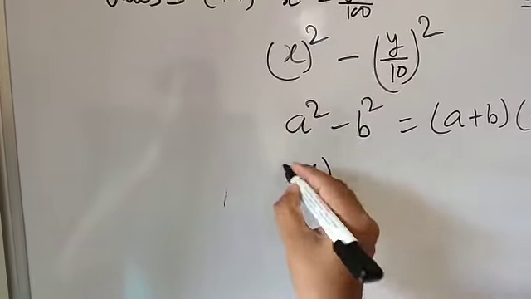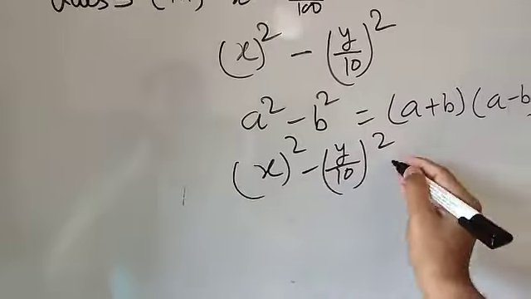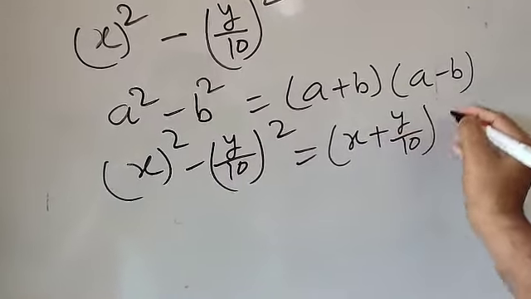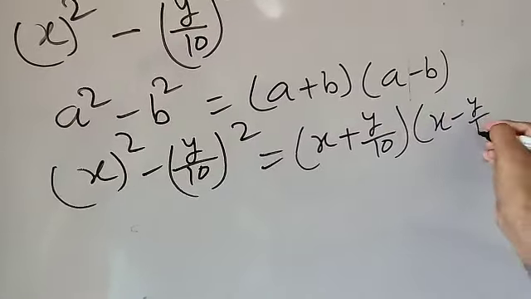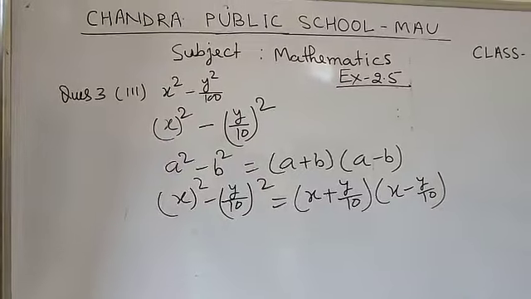So x square minus (y by 10) whole square equals (x plus y by 10)(x minus y by 10). So it is the answer of the third part.